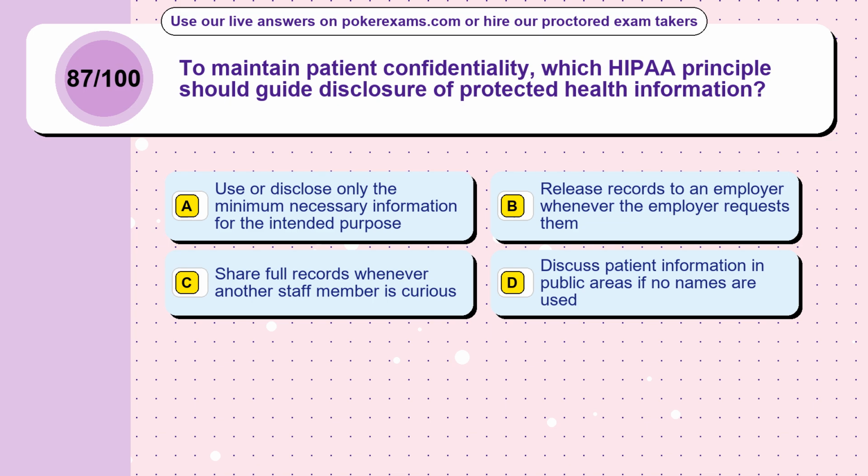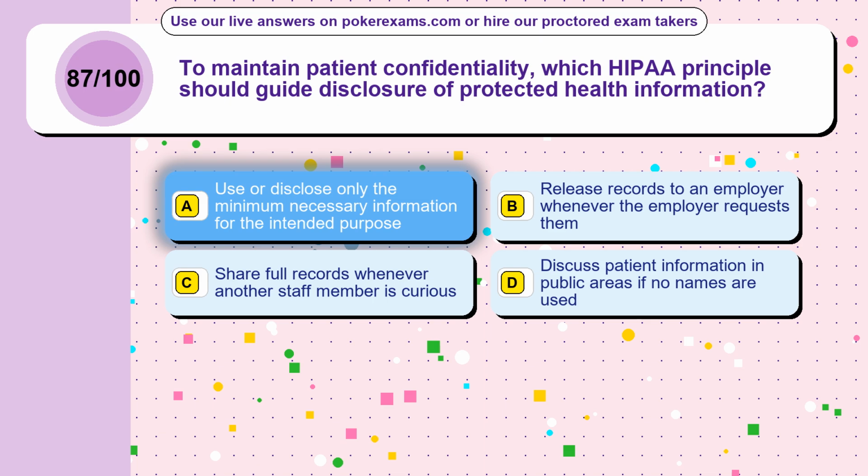Share full records whenever another staff member is curious. Option D. Discuss patient information in public areas if no names are used. The correct answer is option A. Use or disclose only the minimum necessary information for the intended purpose.